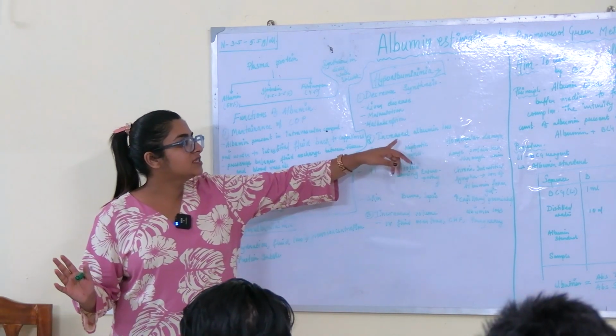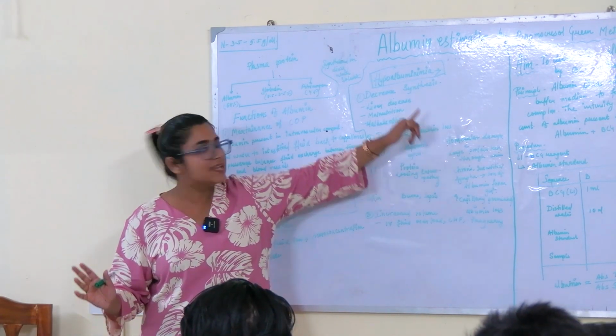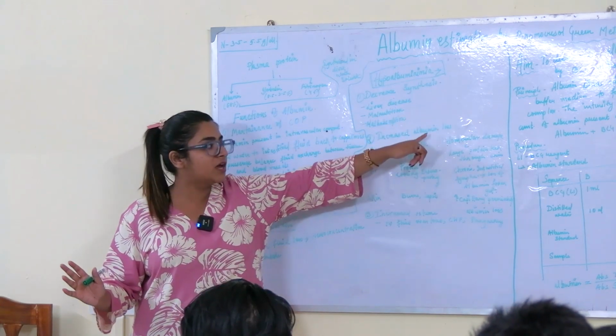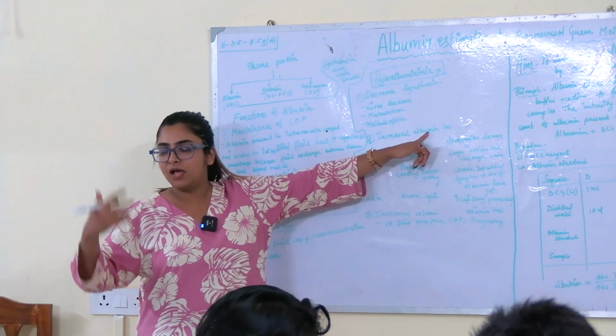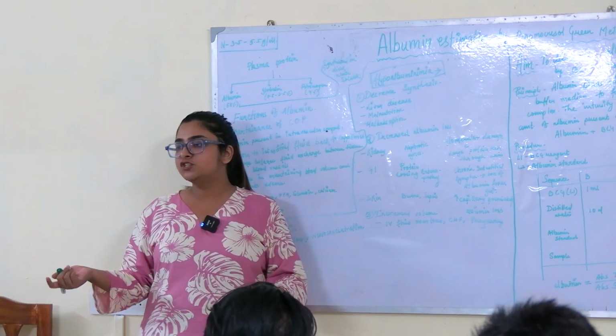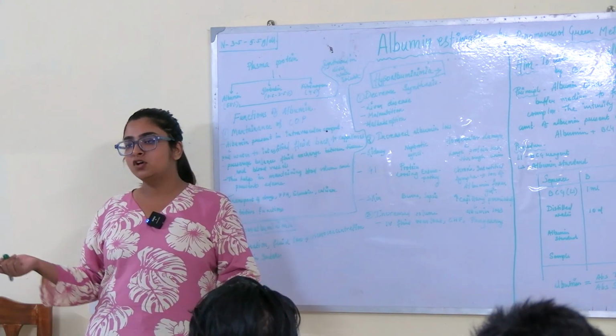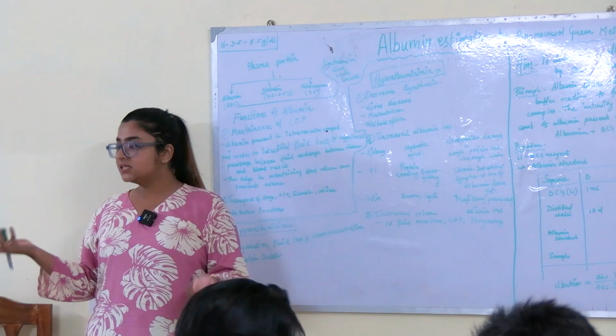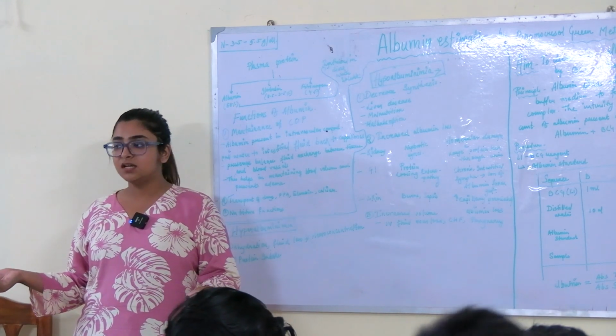And another point is increased albumin loss. There is less production in the earlier cases. Here production is good, but there is loss. Albumin is getting lost in our body. How can the albumin get more and more lost in our body? In which conditions? Kidneys aren't functioning, right? Kidneys aren't functioning.